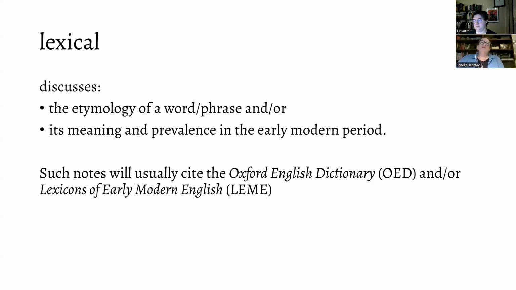You can also use a lexical note to talk about the meaning of a term and its prevalence in the early modern period. So if you're familiar with the Lexicons of Early Modern English, LEME, you'll know that it is a collection of lexicons from the early modern period. They can be really helpful in establishing whether or not a word was considered to be a hard word, so a new word in the early modern period that people wouldn't know, or whether or not it was a common word. And sometimes those things are the opposite of what they are today.